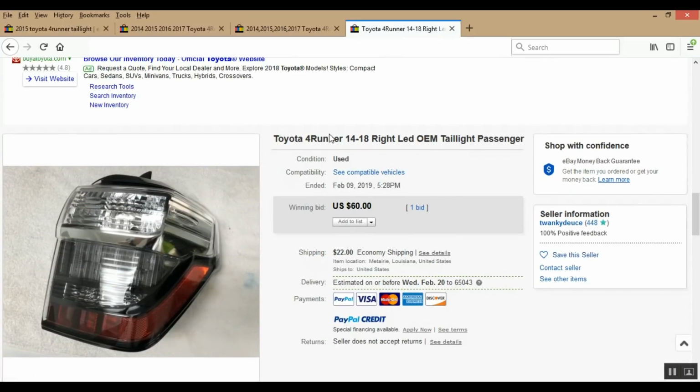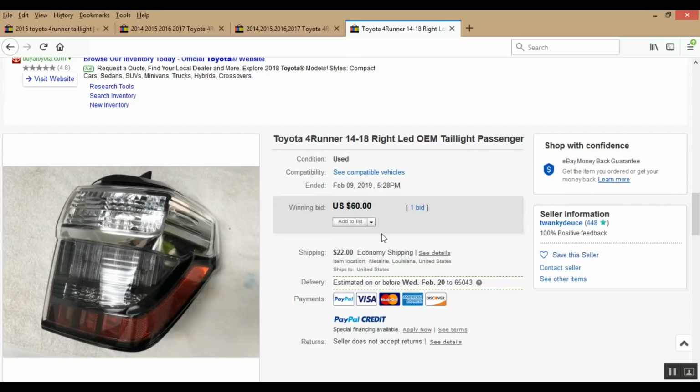All right, same thing. Toyota 4Runner, 14 to 18, right. That's good. And passenger, LED OEM taillight. So this one's pretty good. The only thing I don't like about this one is that they just put 14, 18. I would think someone would probably type their year all the way out, 2014, 2015, 2016, 2017, whatever. So they're kind of missing out there.